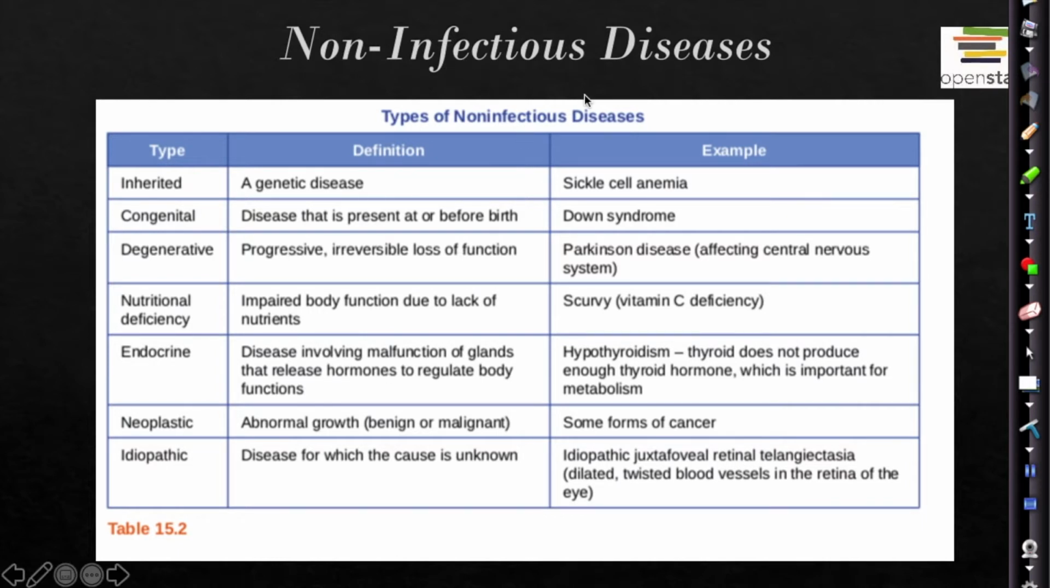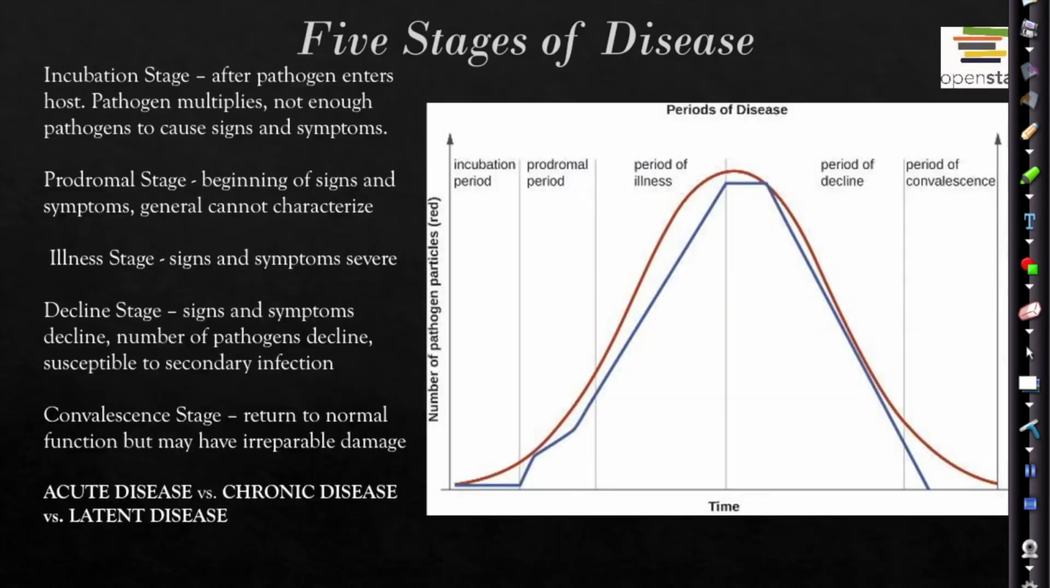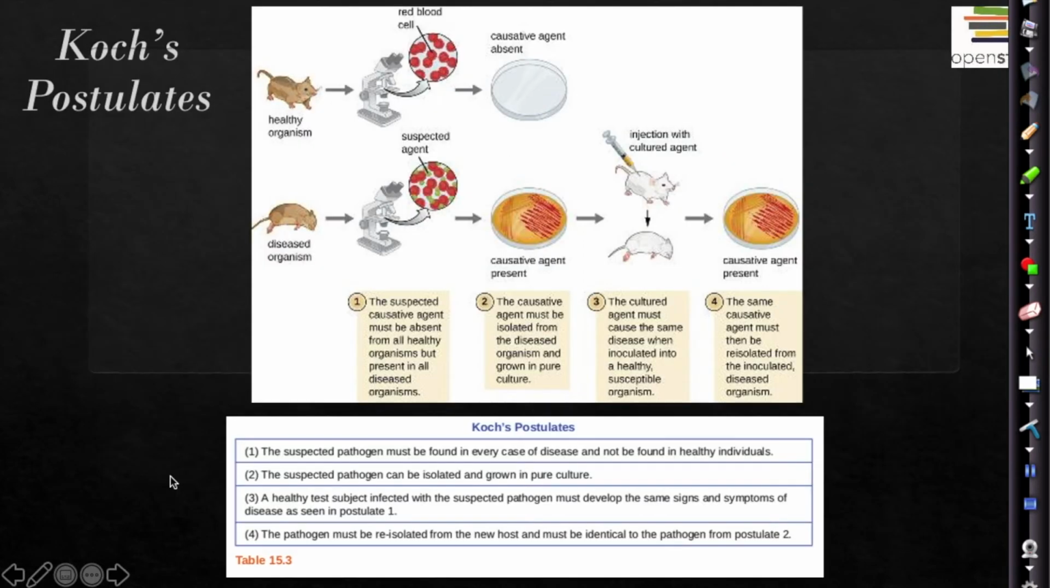So these are more terms that you guys need to know for the exam. I'm not going to go through them on the video because it's just stuff you can learn by reading through it. So the 5 stages of disease, you need to know these 5 stages of disease, and of course the number of pathogens increases over time, and then once your immune system kicks in, the number of pathogens decreases over time. And I think we all know what acute disease, chronic disease, and latent disease is because we have gone over that previously in class.